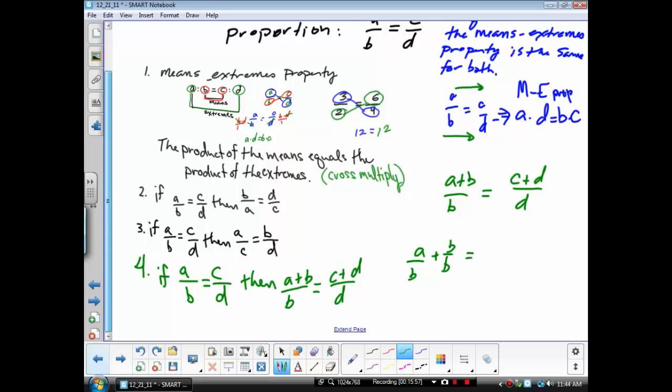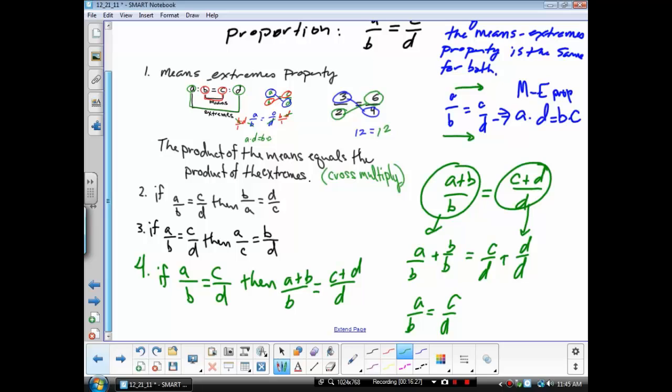That's the same thing as this right here. No, keep watching. And this is the same thing as c over d plus d over d. That's the same thing as this, right? And b over b is equal to 1. D over d is also equal to 1. So it's just adding a 1 to both sides of this fraction.